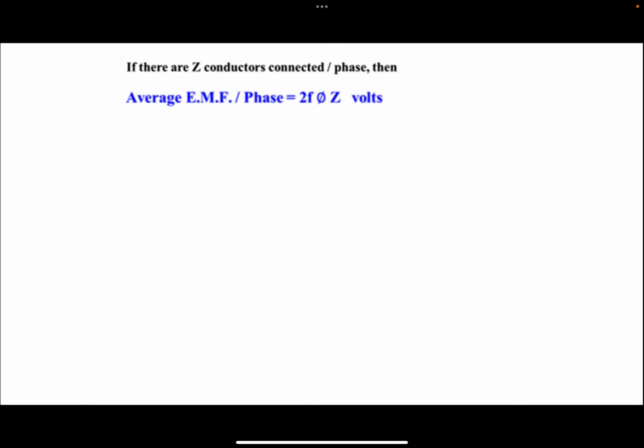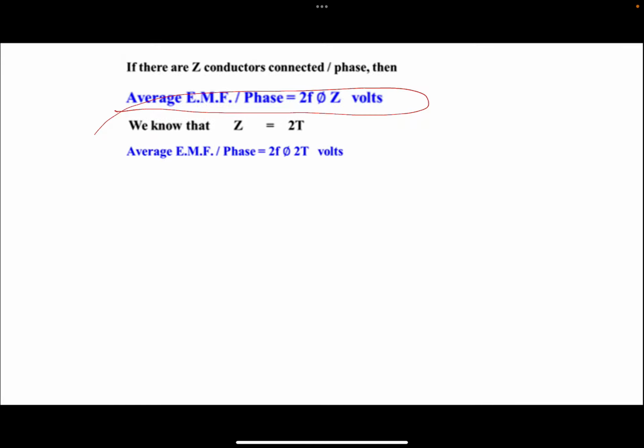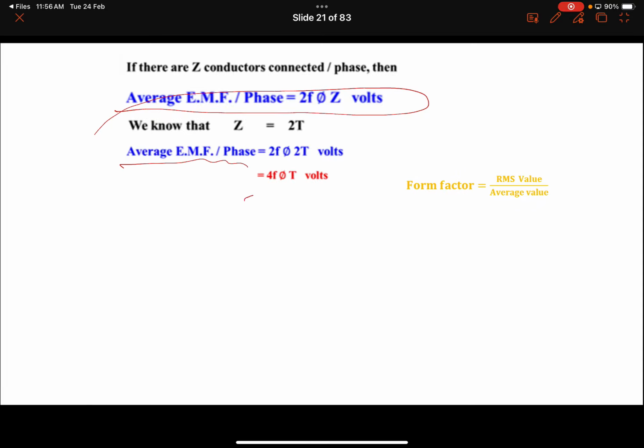we get the average EMF per phase equal to 2f phi Z. Phi is flux, Z is the number of conductors here. We know that Z equals 2T. So the equation will be changed. Average EMF will be changed to 4 phi f T. Let's write it here: 4 phi f T. We are familiar with this 4.44.